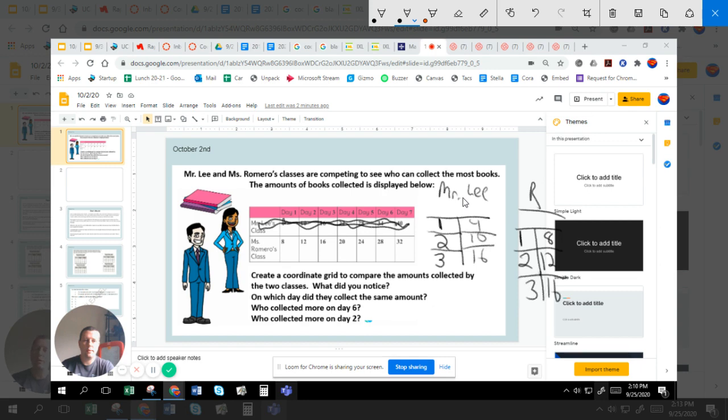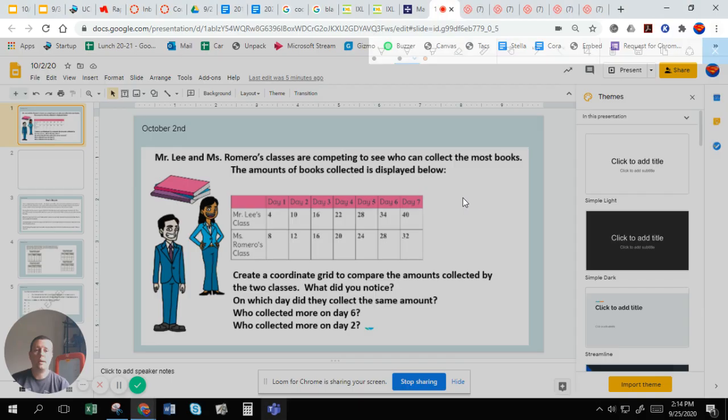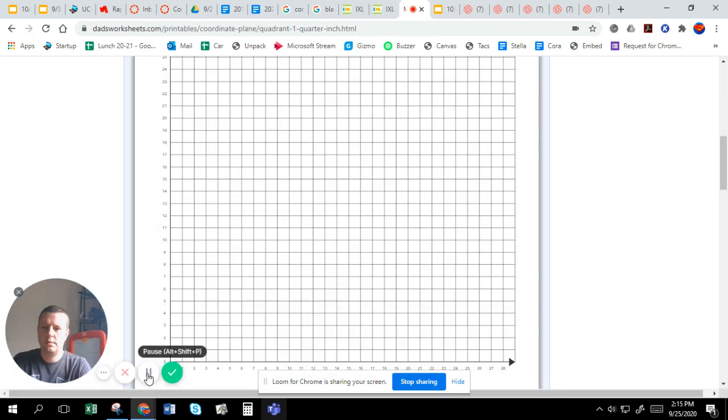And I could write out all of them that we have, so then I can go ahead and graph it. So I would take these ordered pairs and I'd graph Mr. Lee's, and I'd take these ordered pairs and I'd graph Miss Romero's. So go ahead and make sure you have that set because we're going to take a look at it in just a second. Okay, so exit out of here and pause.